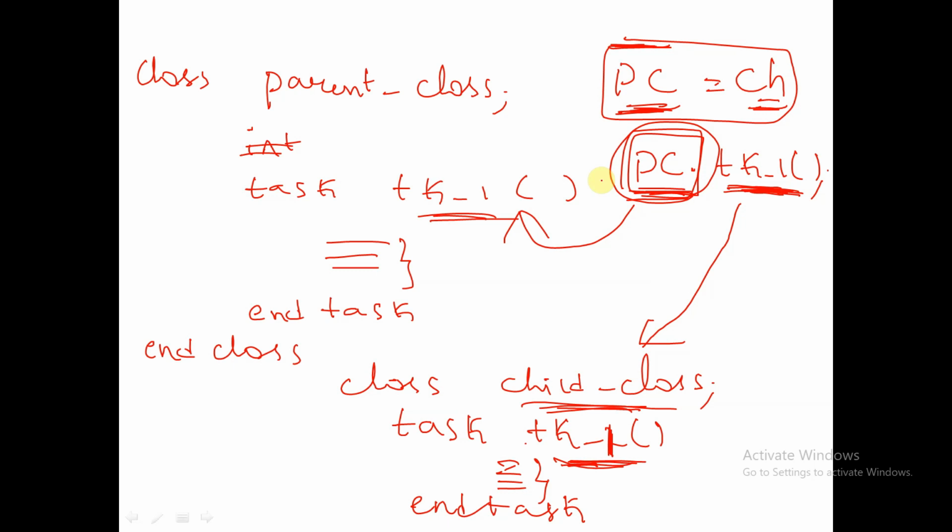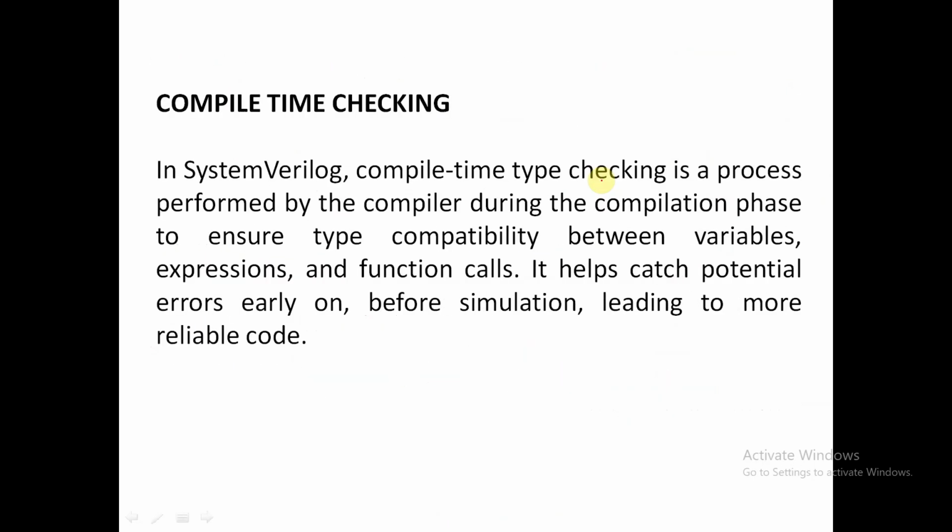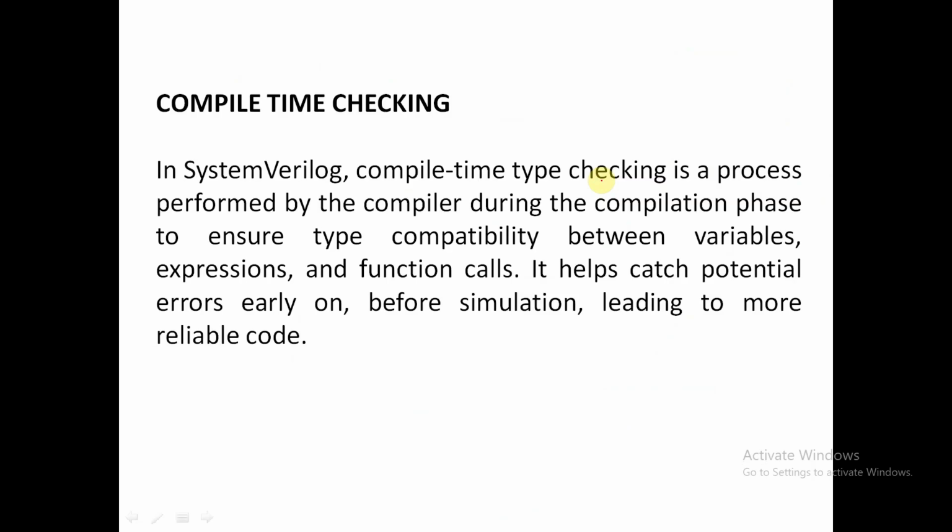So what is the reason for this? It is happening because of compile time checking. So we will discuss what compile time checking is and how it is affecting our case. Compile time checking in SystemVerilog is a process performed by the compiler during the compilation phase to ensure type compatibility between the variables, expressions, and function calls. It helps catch potential errors easily before simulation, leading to more reliable code.